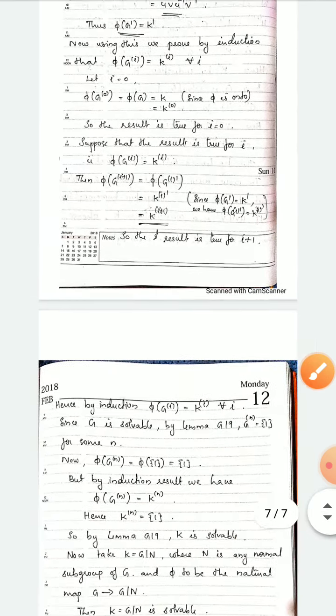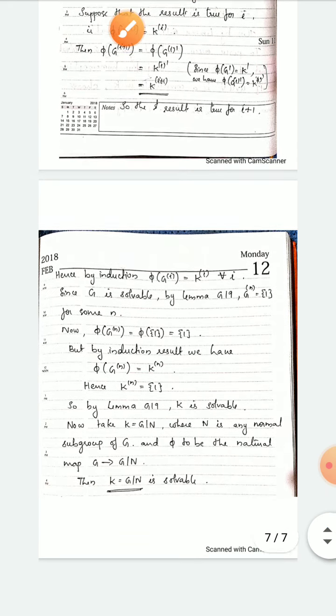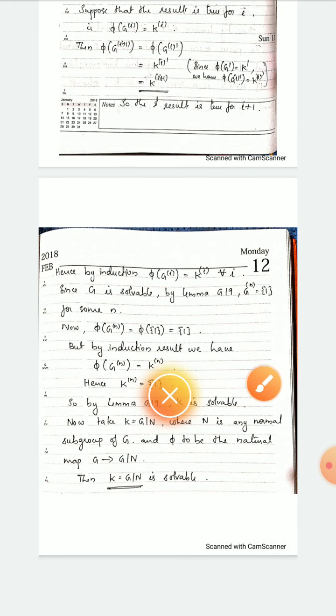In order to prove every quotient group of G is solvable, we have taken a surjective homomorphism phi from G to K. Then we have got that K is solvable. So we are taking K as G by N, where N is a normal subgroup of G. So K is a factor group of G, where N is a normal subgroup of G.